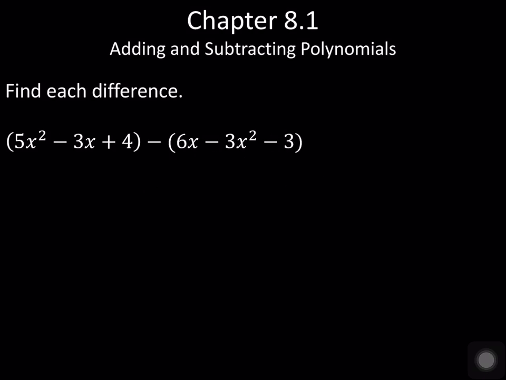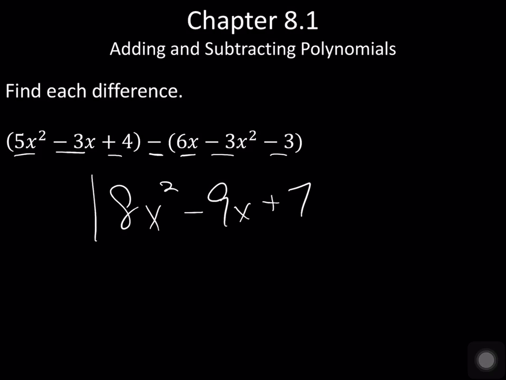And the next one is yours. All right, so 5x squared minus a minus 3x squared: 5 plus 3 is 8x squareds. Minus 3x minus 6x is minus 9x. And 4 minus a minus 3 is 4 plus 3, which is positive 7. Standard form and simplified.